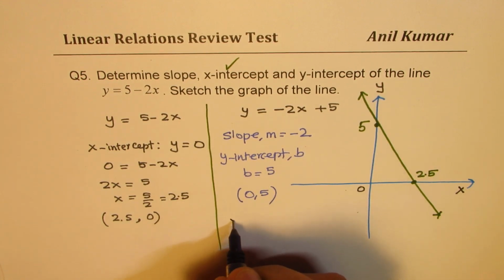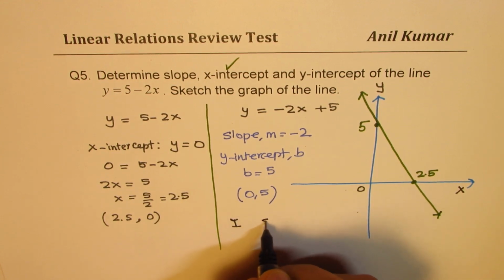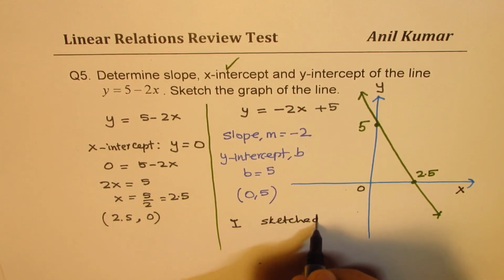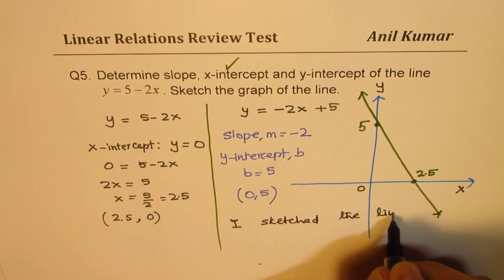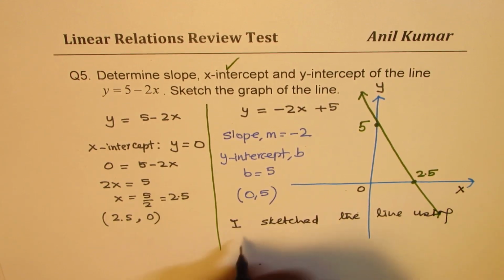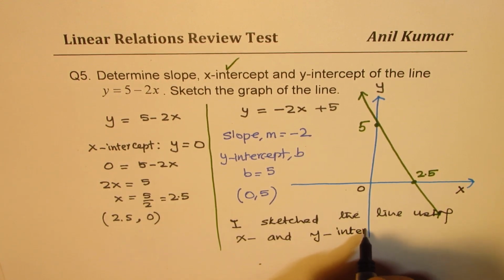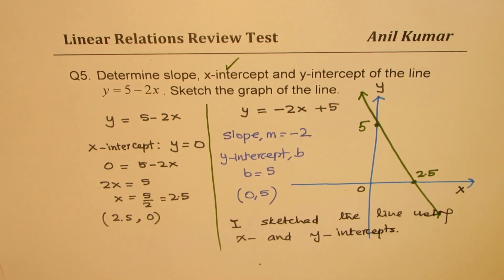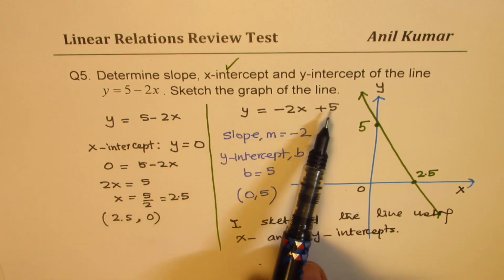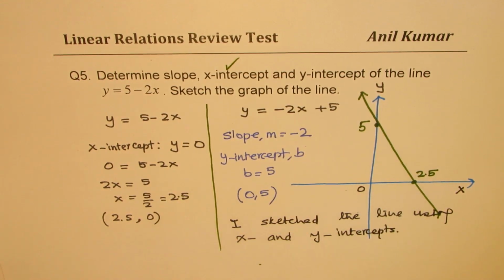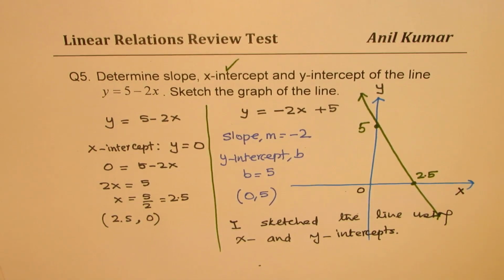So you should understand that I sketched the line using x and y intercepts. Do you get it? So that is simpler than y equals mx plus b, 5 and then a slope of -2 and so on. So I hope you appreciate that point. While the choice is yours, you could do it the other way also. Perfect. So let's move on and take the other questions.